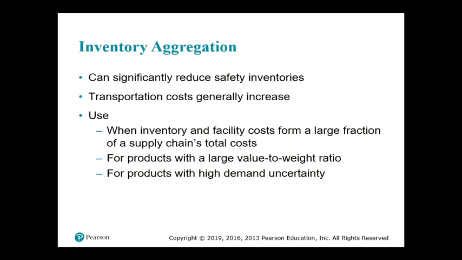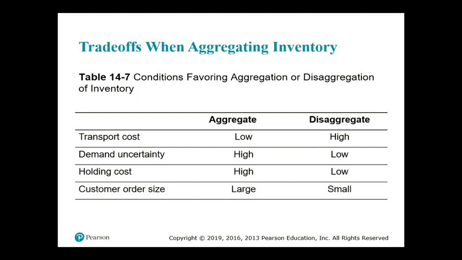When demand uncertainty is high, we want to use inventory aggregation. So this is summarized in this table. When do we want to aggregate inventory? When transportation cost is low, demand uncertainty is high, holding cost is high, and customer order size is large. And disaggregate otherwise.